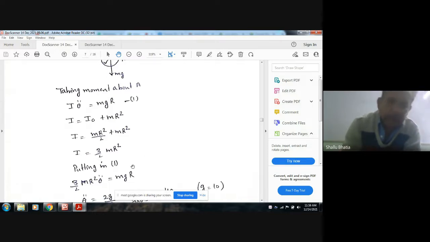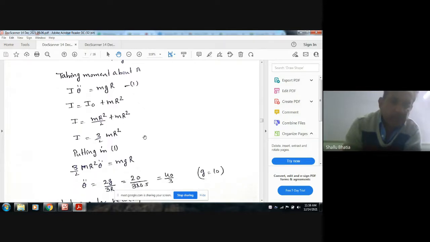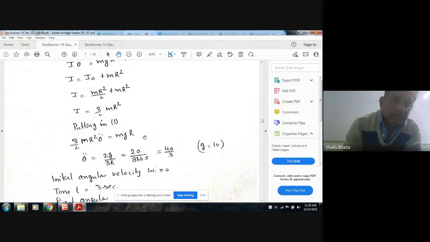Putting the value in equation 1, we will have theta double dot is equal to 2g by 3r, which is the angular acceleration. Putting the value of g, we have theta double dot equal to 40 by 3.